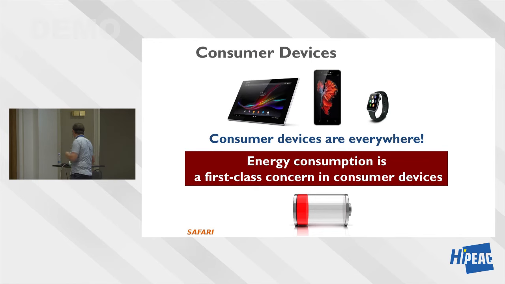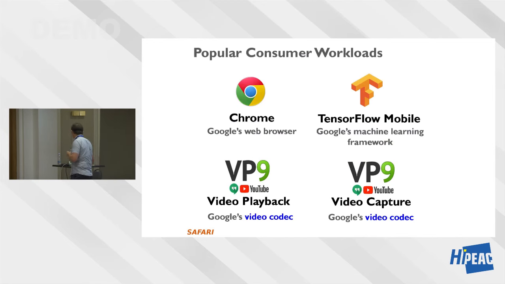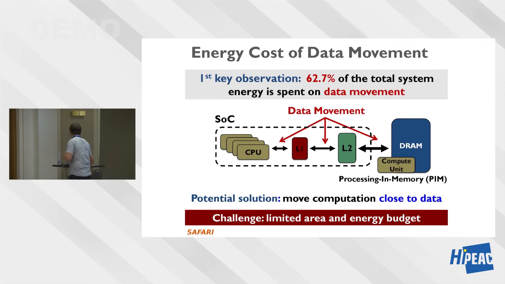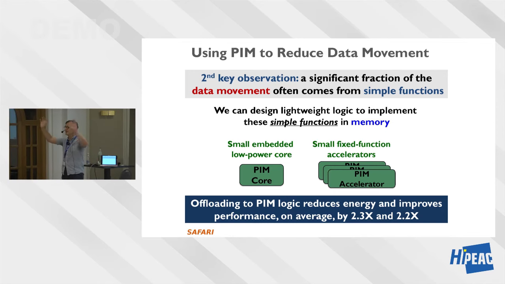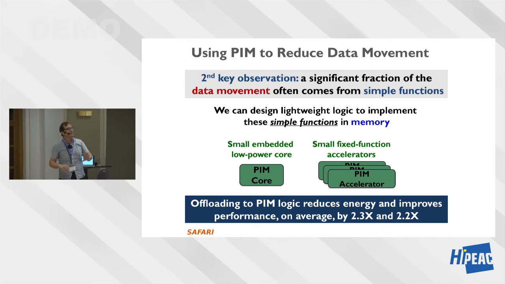I mentioned this already very quickly. Clearly, energy consumption is very important in mobile devices. We examined these four workloads, and we analyzed them heavily, and we found out that more than 60% of the total system energy is spent on data movement. And then we went further. We wanted to understand what kind of functions cause this data movement, and we wanted to do function offloading. We don't want to redesign the entire system like we did with Tesseract. We wanted to just identify simple functions and offload them to the memory side. And the observation is that there are some simple functions that you can offload relatively easily because they're responsible for most of the data movement.